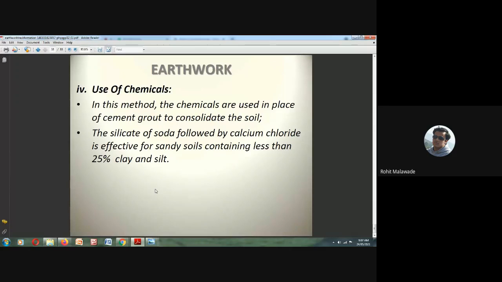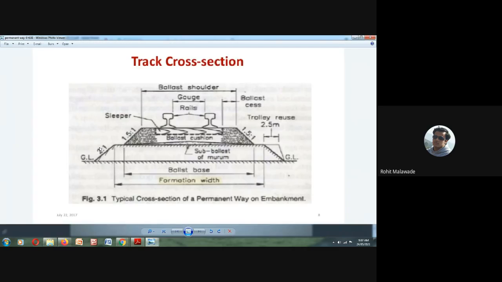Now we will see how much slope should be provided for the embankment, which we have already discussed. If good soil is there, that means it is going to carry the loads properly, we will maintain the slope at around 1.5 to 1. If it is poor soil, we will maintain the slope at around 2 to 1.